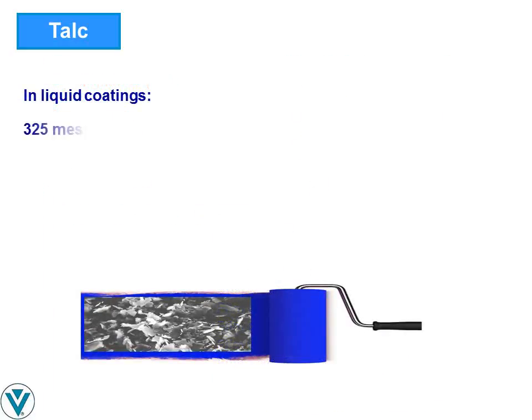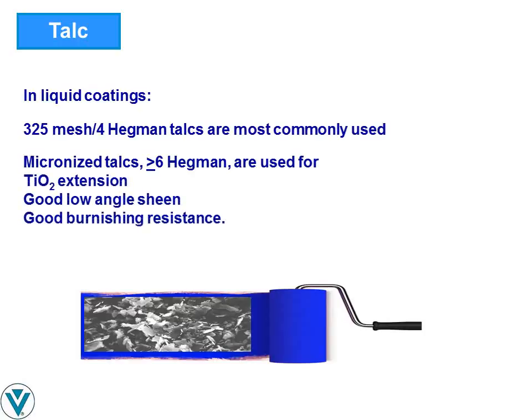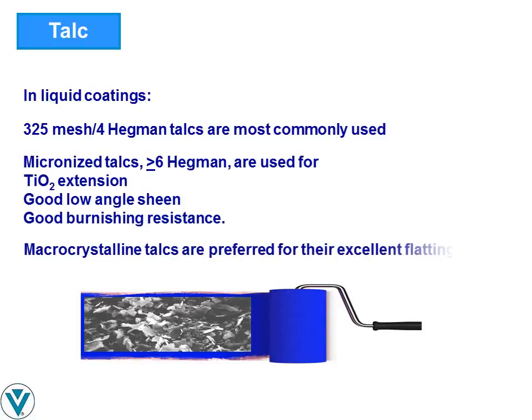In liquid coatings, 325 mesh or 4 Hegman talcs are most commonly used. The micronized talcs, 6 Hegman or finer, are used for TiO2 extension, good low-angle sheen, and good burnishing resistance. Macrocrystalline varieties are preferred for their excellent flatting.